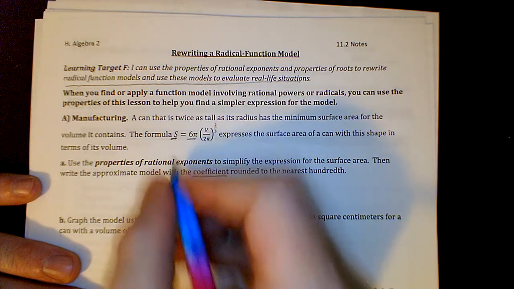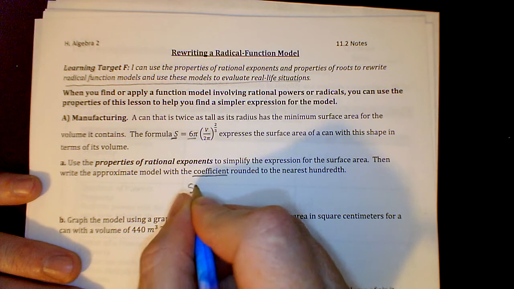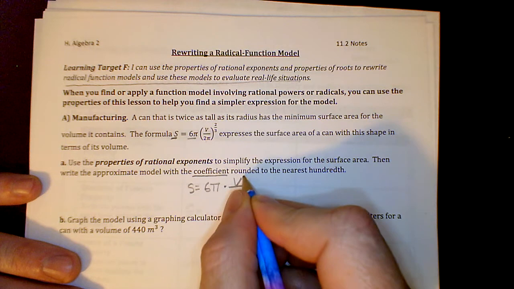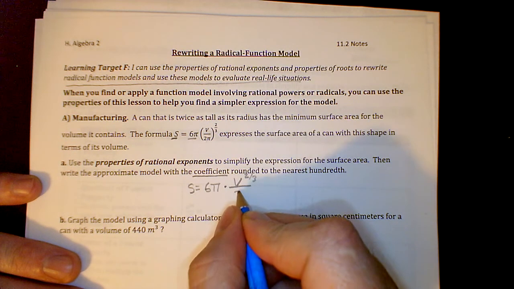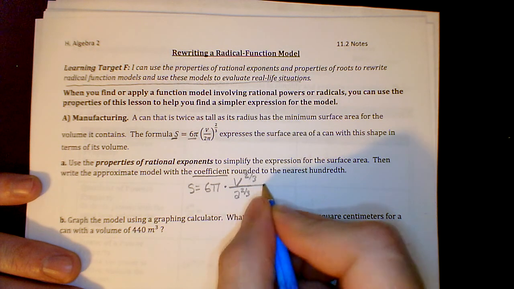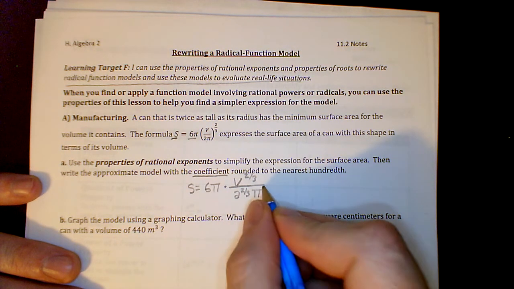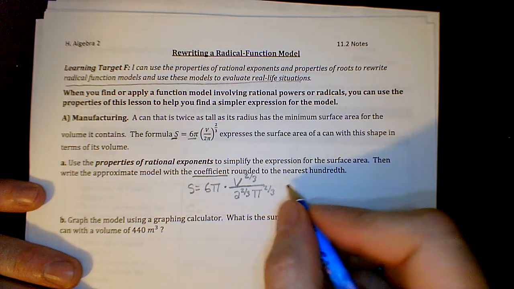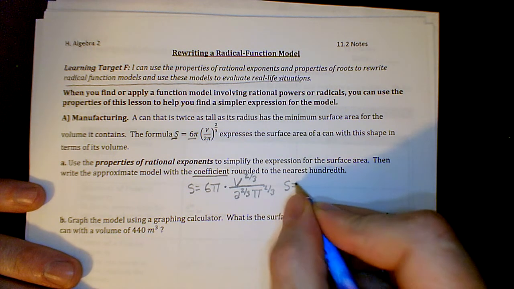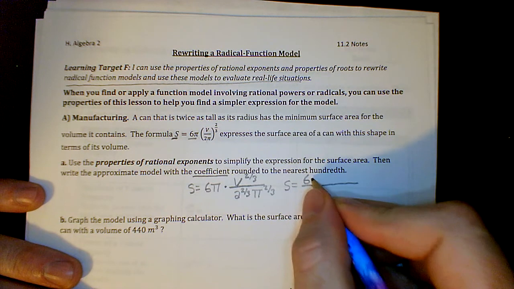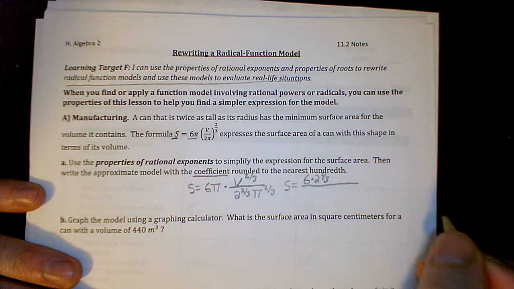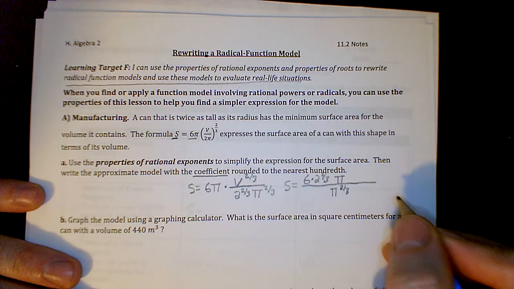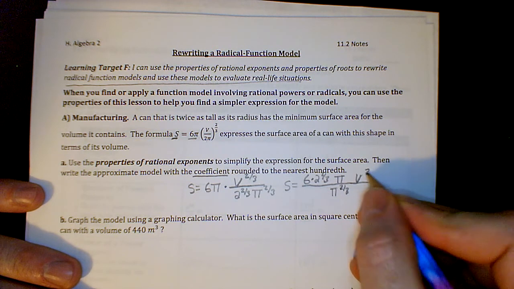So let's try this. I'm going to take this and rewrite it. S equals 6 pi times V to the 2/3 power, and then we also get 2 to the 2/3 and pi to the 2/3. Let's write all that together as one big fraction. S equals 6 times 2 to the 2/3, and then we'll keep pi over pi to the 2/3, and we've still got volume to the 2/3.